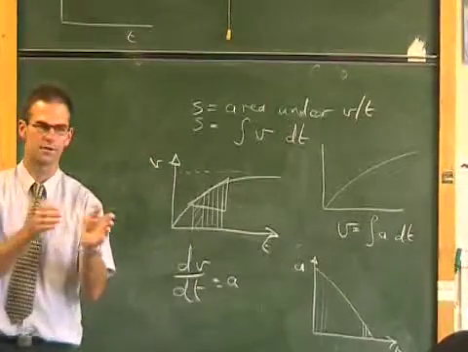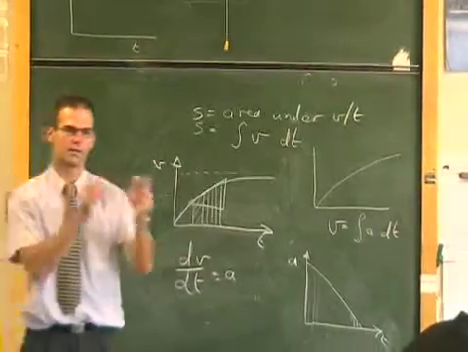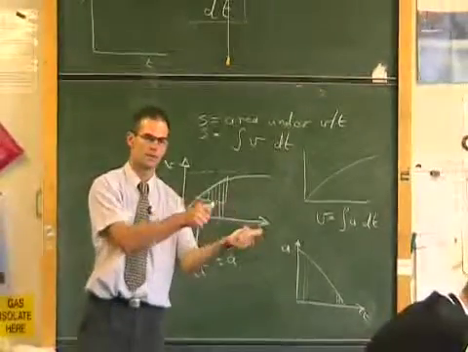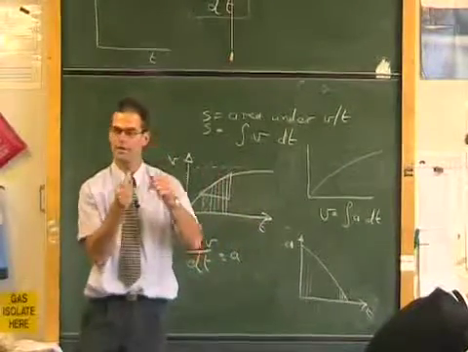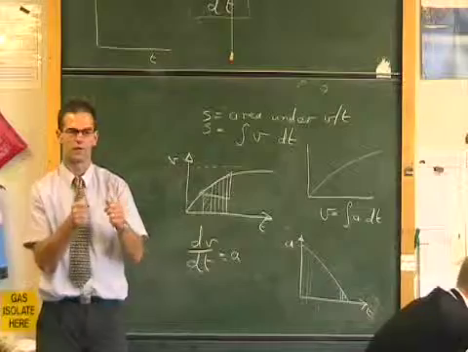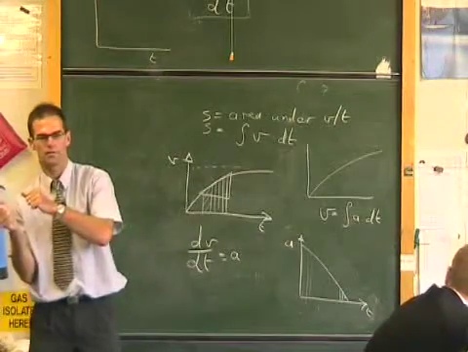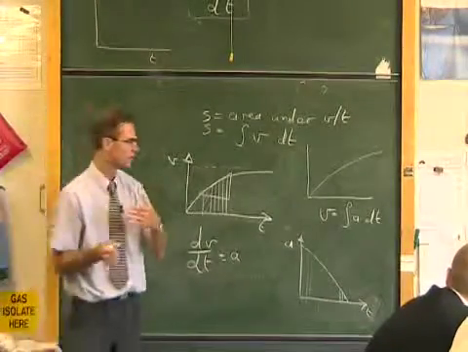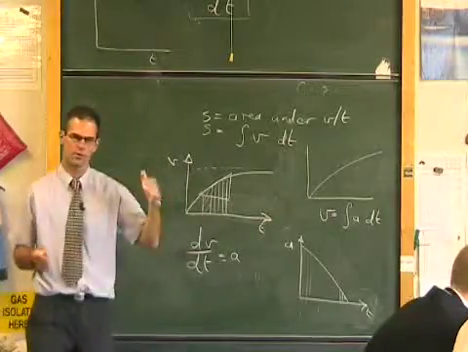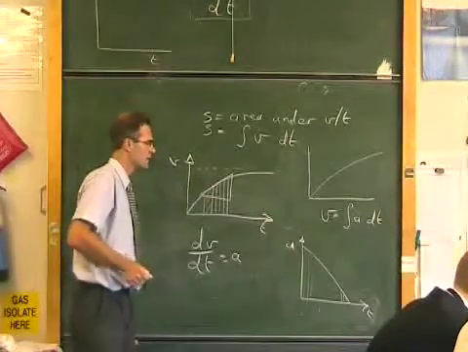Displacement to velocity, you differentiate. Velocity to acceleration, you differentiate. Acceleration to velocity, integrate. And velocity to displacement, again, you're integrating. So you can go both ways there, because they're both a rate of change with respect to time.